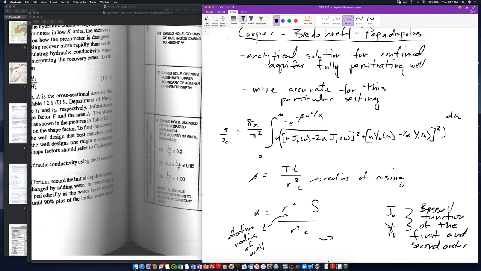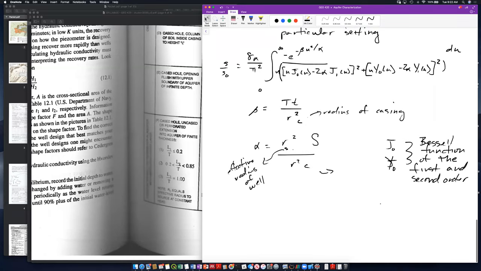Dr. Gardner, when you say the effective radius of the well, is that like you have the casing and then you have the actual well tube? Good question. Remember, I've got an open hole, and inside that open hole I've got casing. Between the open hole and the casing, I've got usually a sand pack. So the effective radius of the well is usually r_e, the open borehole radius, and then r_c would be the casing.